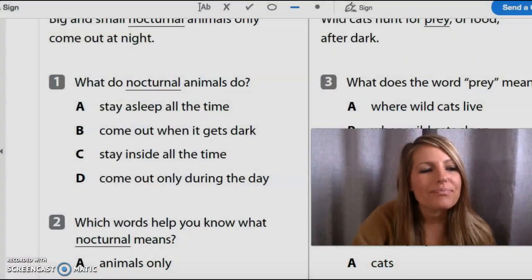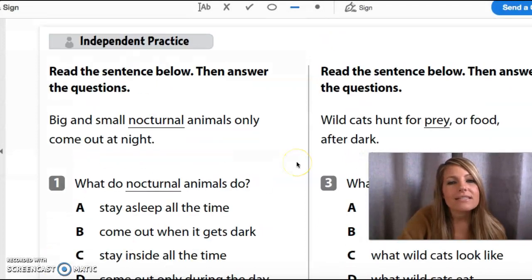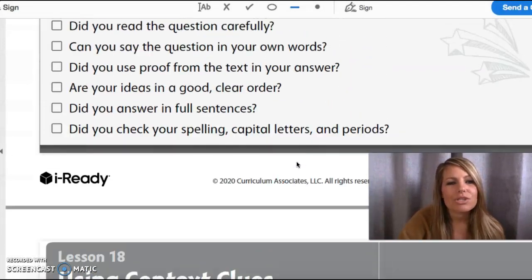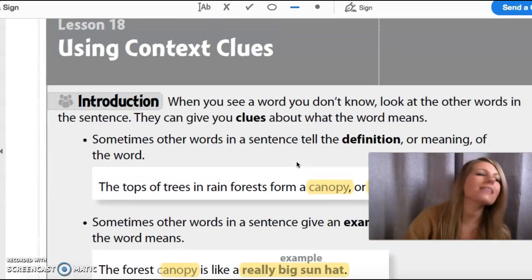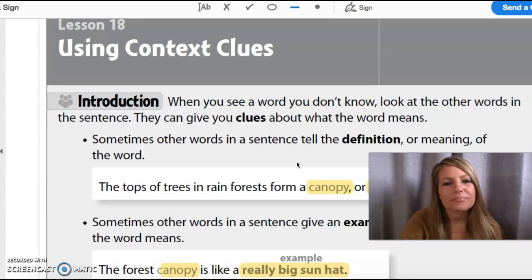Hi friends, today is April 15th and we are going to dive right into our reading lesson for today. I'd like you to get out your reading packet. Inside your reading packet, I will need you to turn to page 21. I'll give you a second to get there, page 21.